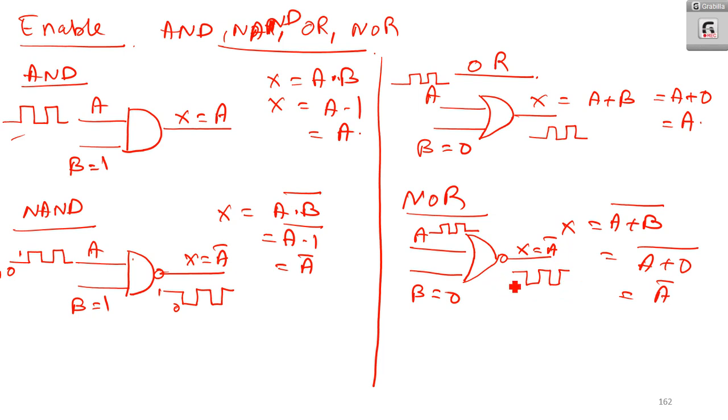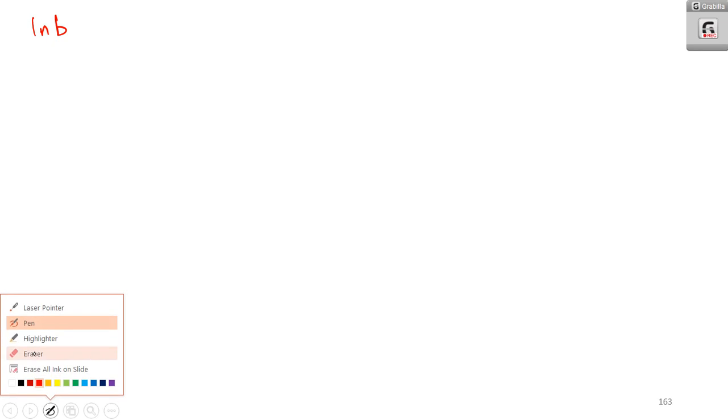So this is the enable circuit based on AND, NAND, OR, and NOR. Now coming into inhibit circuits. Inhibit means you have to stop whatever is coming in the input from going to the next part of the logic circuit.